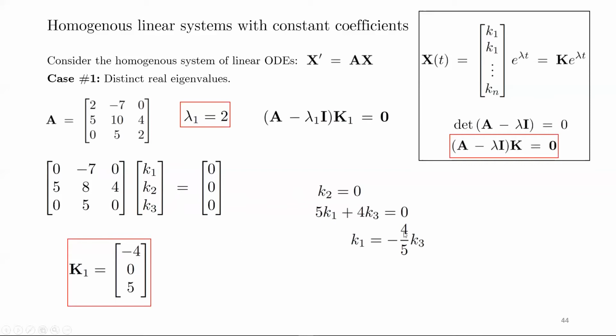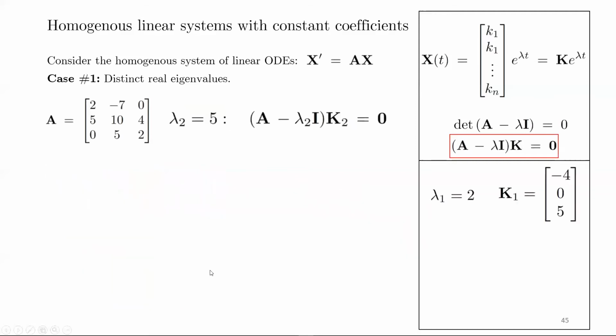K1, the first entry, had to be negative 4/5 of the third entry, k3. So I have one eigenvalue and one eigenvector so far. Let's now move on to lambda 2, the second eigenvalue.